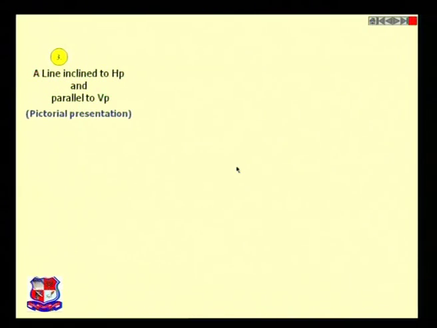Third one is a line inclined to the horizontal plane and parallel to VP. Now we are talking about a line which is inclined to HP, which means that it has some sort of inclination with HP, but it is not on the vertical plane, it is a line parallel to the vertical plane. Now we will see the pictorial presentation of the same.